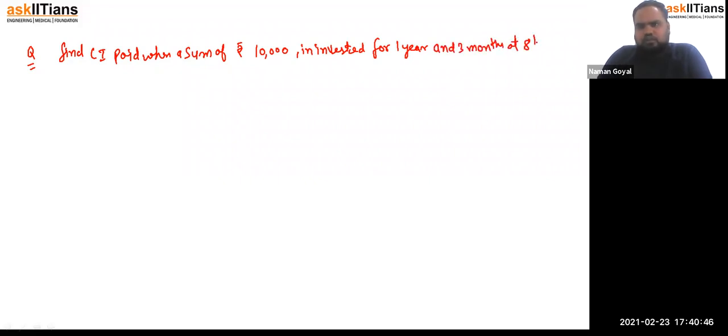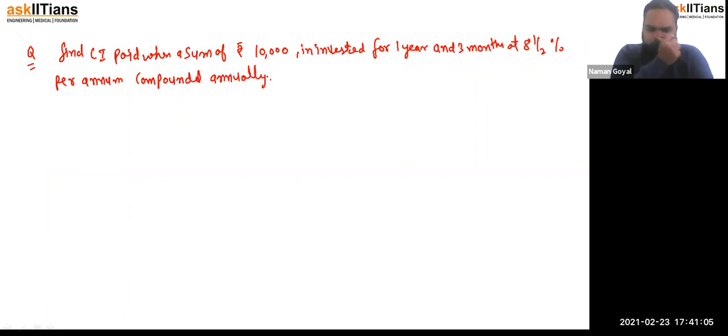At 8.5% per annum. This is the rate. 8.5 is the rate per annum, compounded annually. Compounded annually. Okay, so we have to do this.